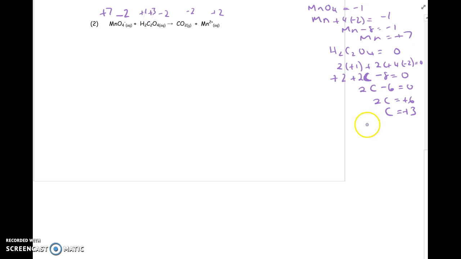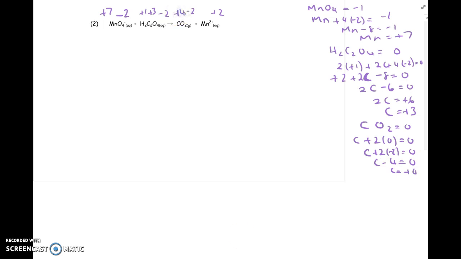And the carbon dioxide, CO2 equals 0, carbon plus 2 lots of oxygens must equal 0, carbon add 2 lots of negative 2 must equal 0, carbon take 4 must equal 0, carbon must equal plus 4.